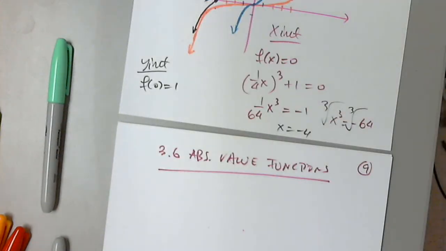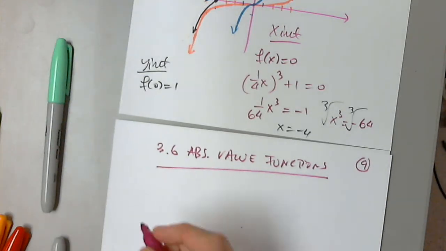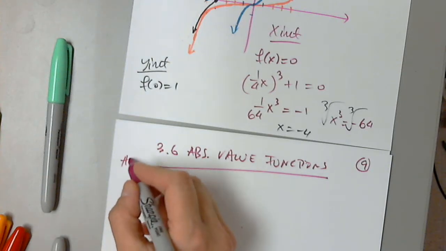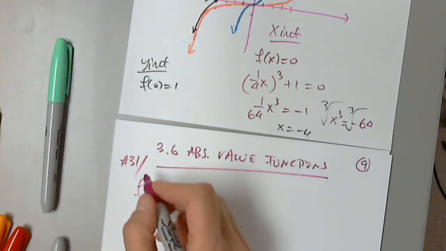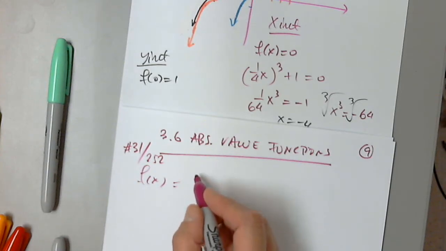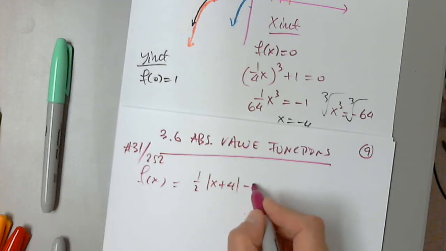Right? Now we can visualize much better and we know these functions quite well. But in order to graph a function like this, so you selected problem 31, and this is from the text on page 252, and that function is 1/2 the absolute value of x plus 4 minus 3. Perfect.